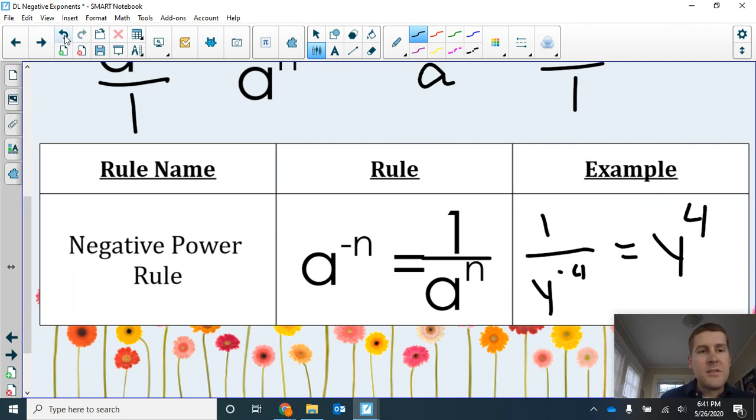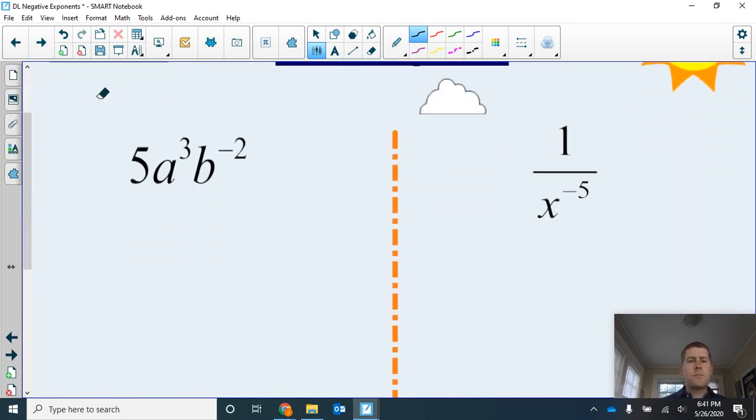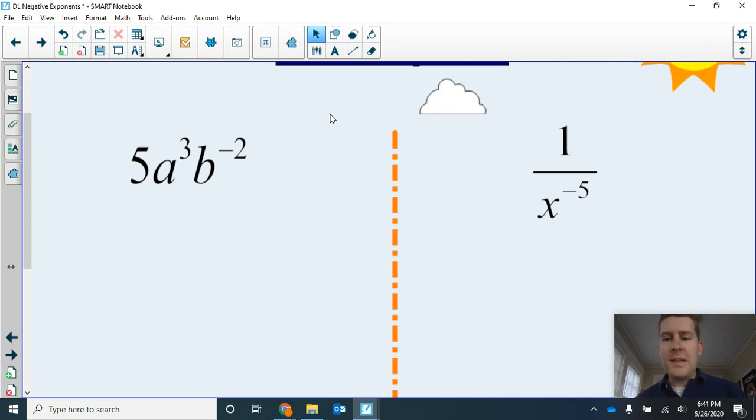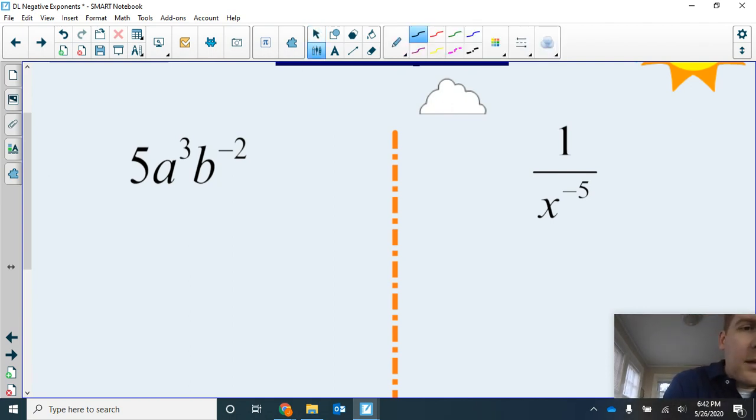Okay, let's do a couple examples. So, first one, we have 5 times a to the third times b to the negative second. You notice I said times in between all those? Because these things are all being multiplied together. So it's 5 times a to the third times b to the negative second.